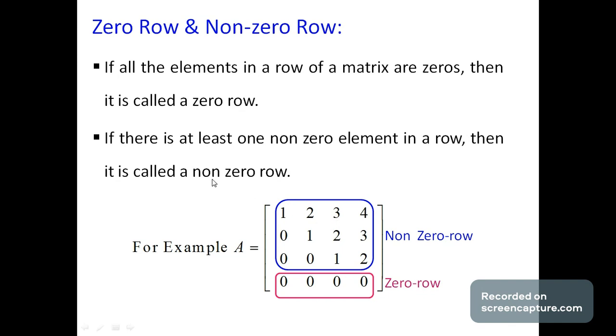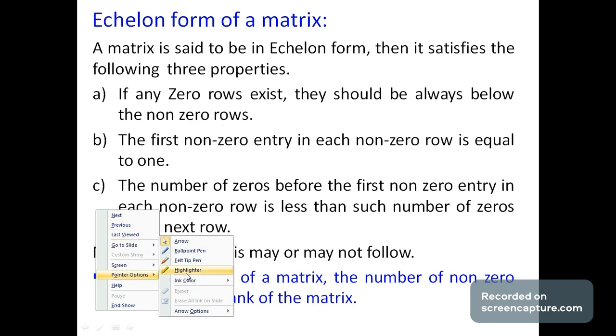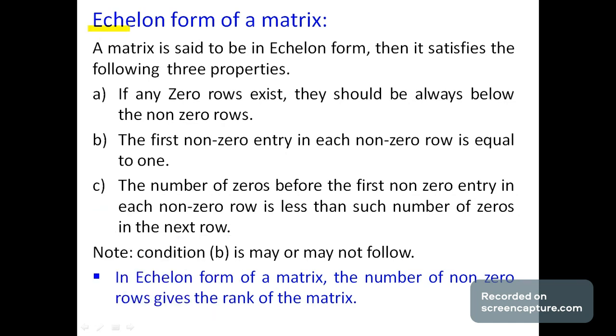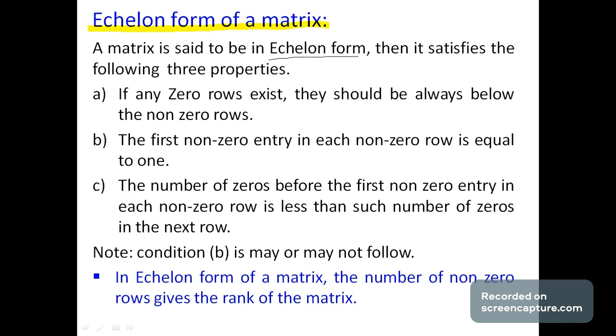That is explained through example. Next, echelon form of a matrix. A matrix is said to be in echelon form if it satisfies the following three properties.